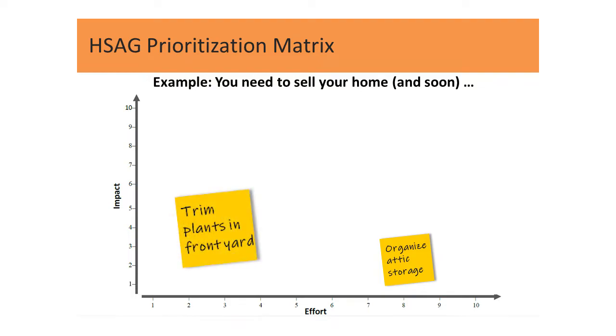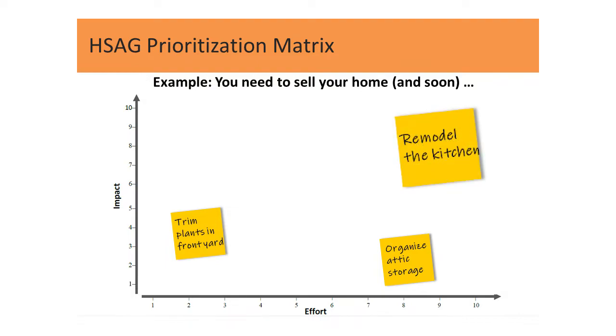Trimming plants in the front yard can be taken care of relatively quickly, so let's bring this down on the level of effort required. It may help increase the property's curb appeal a bit, potentially impacting our ability to sell compared to the attic idea. But let's see what other strategies we have. Okay, now we're talking. Remodeling the kitchen. This will definitely impact our ability to sell the house, but that is going to cost a pretty penny, not to mention take too much time. Let's plot this idea as high impact and high effort.